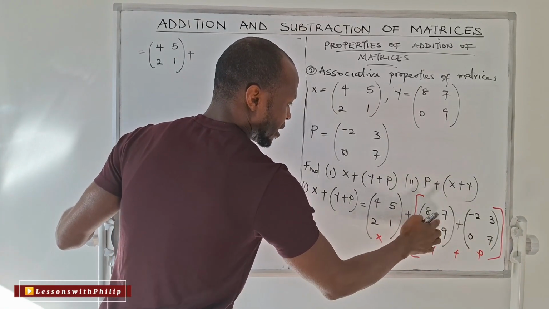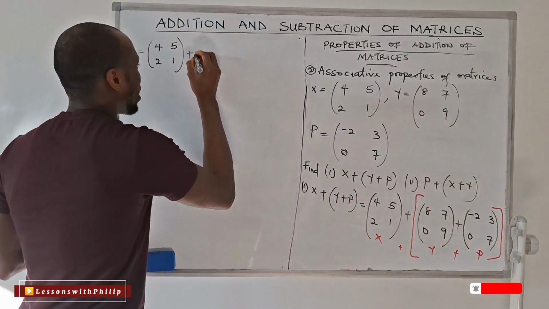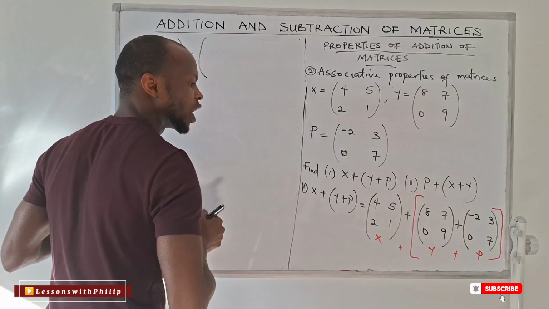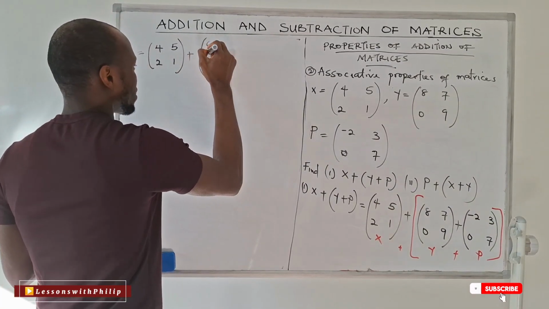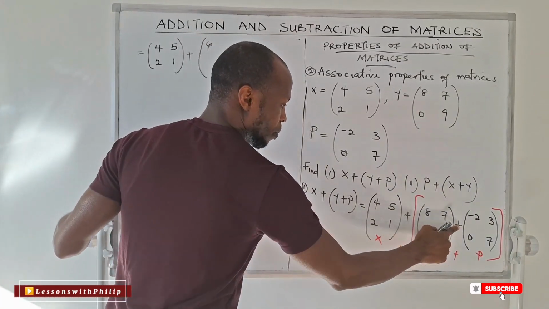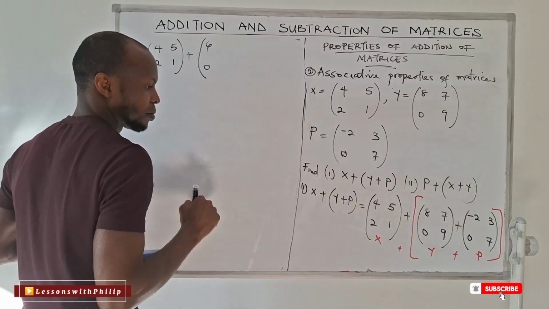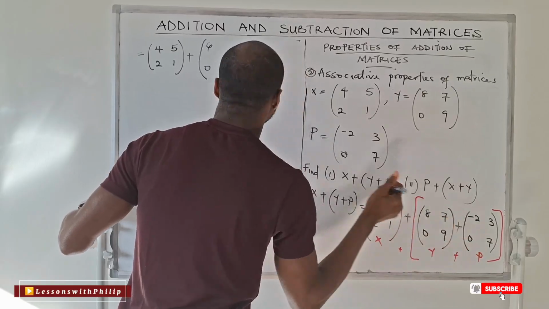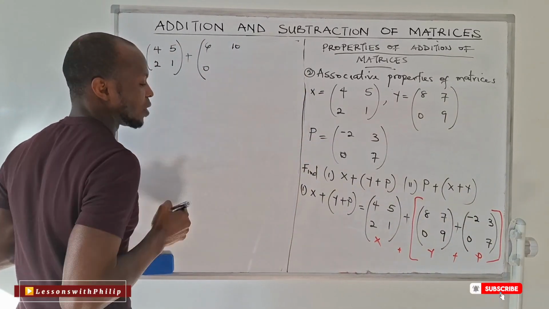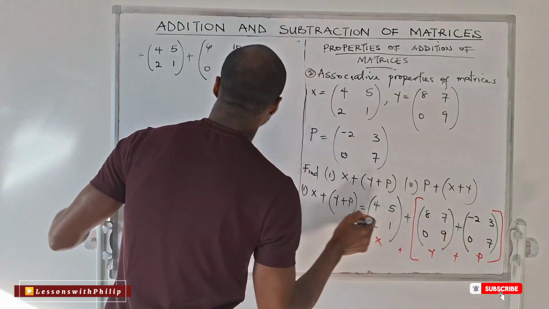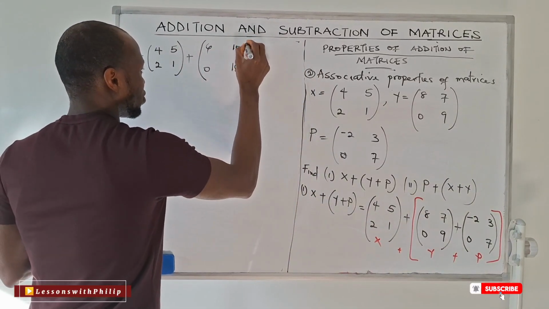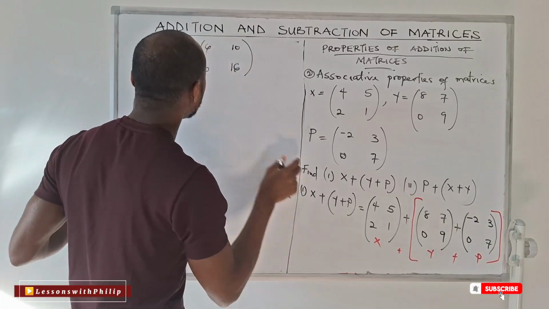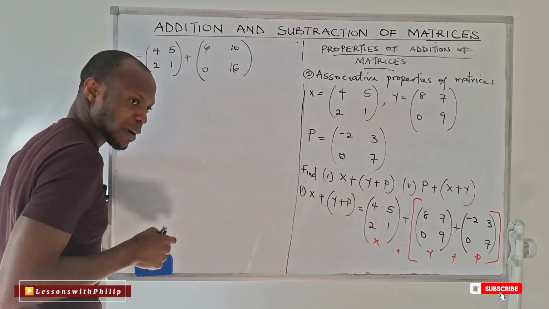If you do this bracket, this will be 8 plus -2, and that will give us 6. 0 plus 0 will give me 0. 7 plus 3 will give me 10. 9 plus 7 will give me 16. Do you get it to that point? Now, the whole bracket, this Y plus P, will give me the matrix 6, 10, 0, 16.